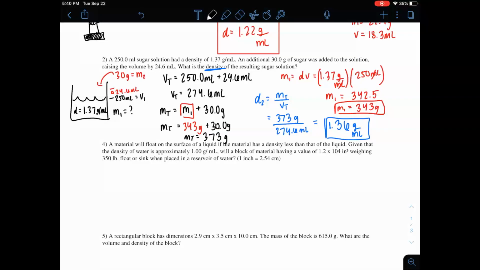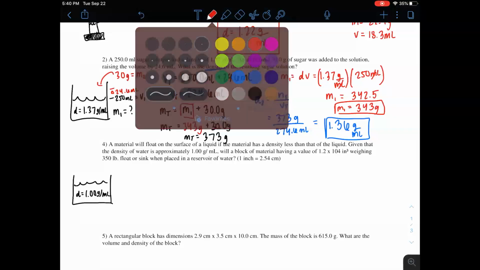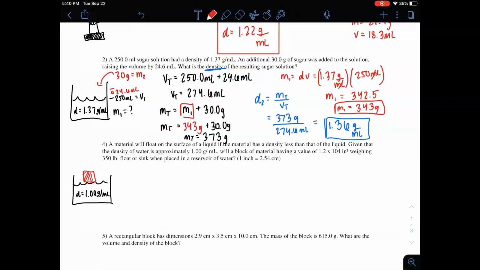Essentially what it's asking us here is, if this is my reservoir and I have a density of water of 1.00 grams per milliliter, the question is, if I have a block here and I know that my block's volume is 1.2 times 10 to the fourth inches cubed, and my mass is 350 pounds, will it sink or float? So clearly we're going to solve for density here.